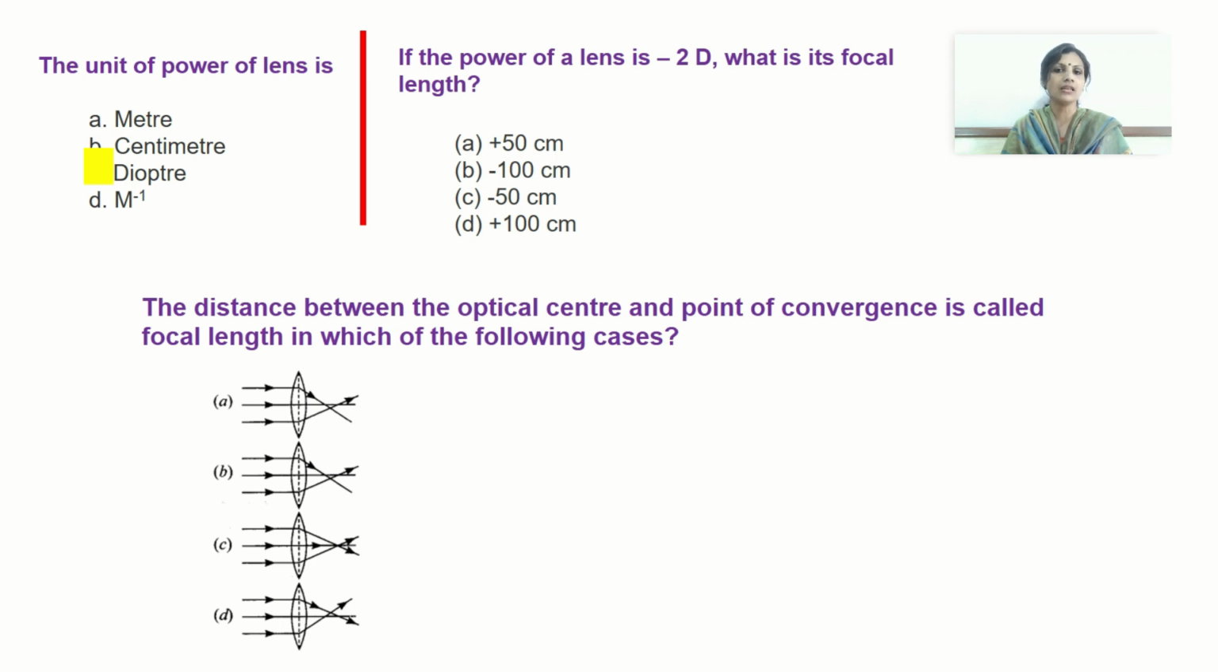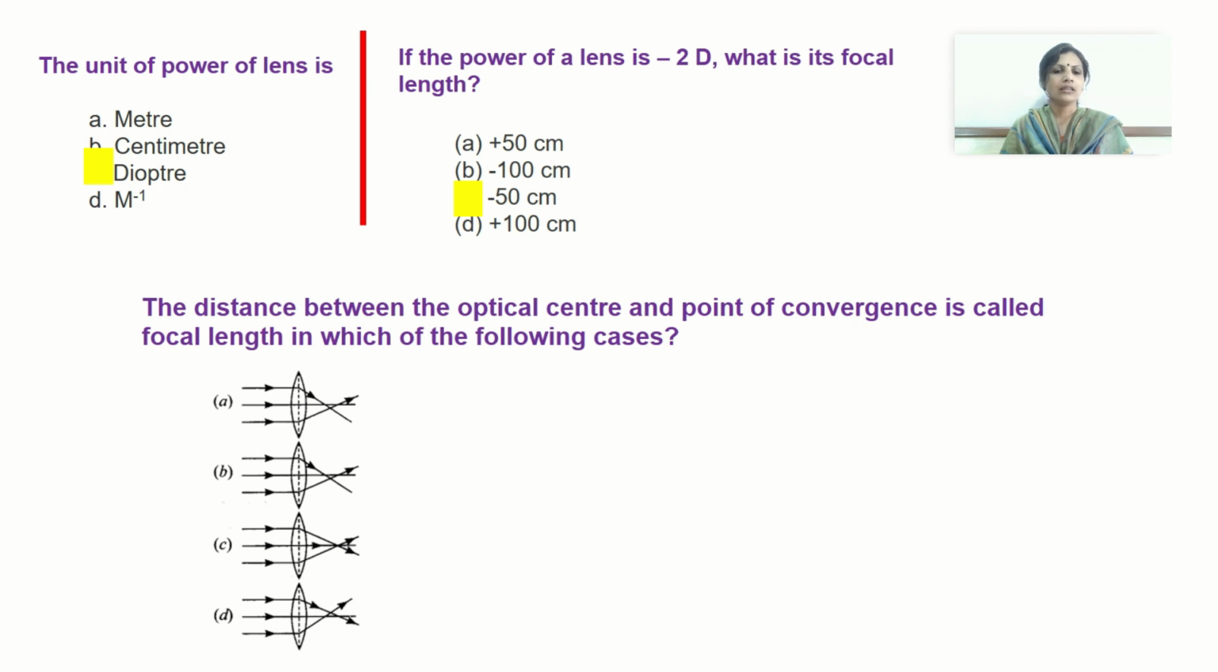That is minus 0.5 meter, and convert it into centimeter. You get -50 centimeter. So option C is the correct option. Alright. So such simple MCQ for 1 mark you can expect in the examination.